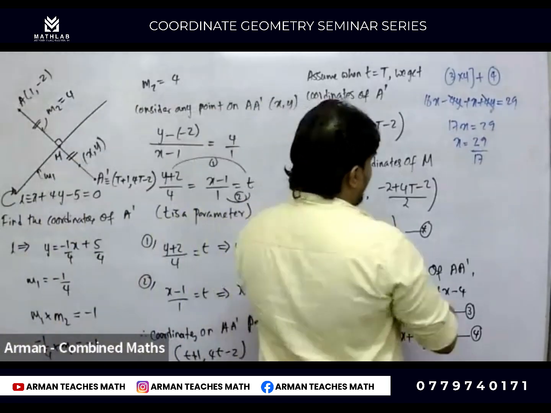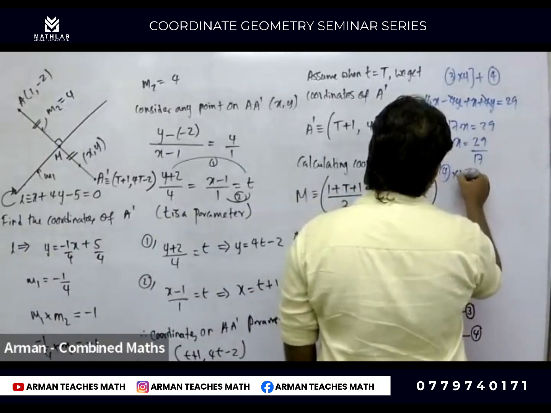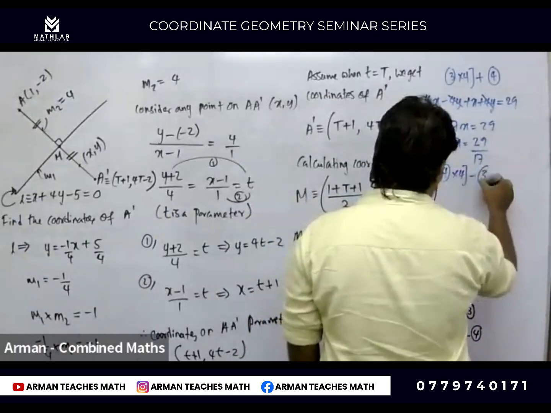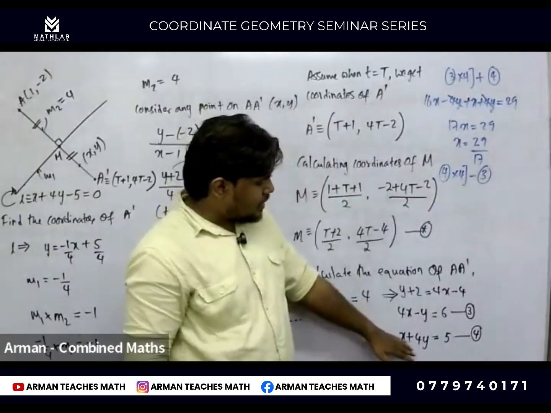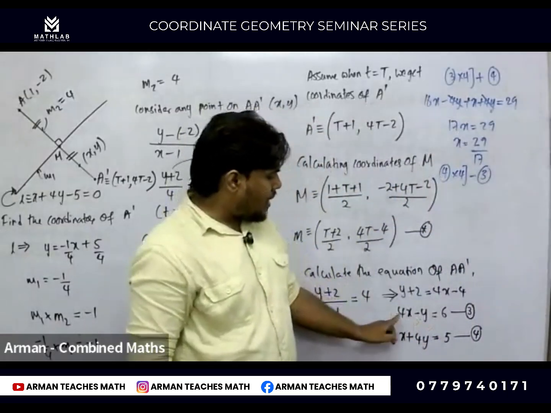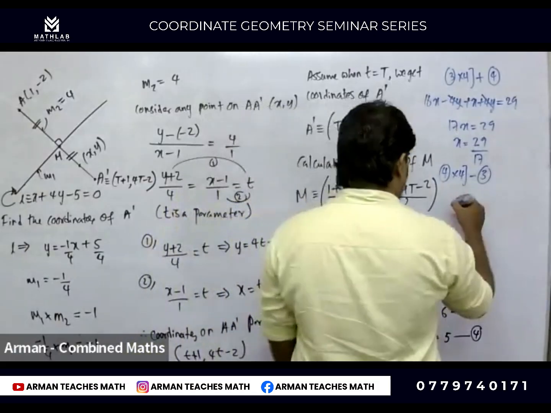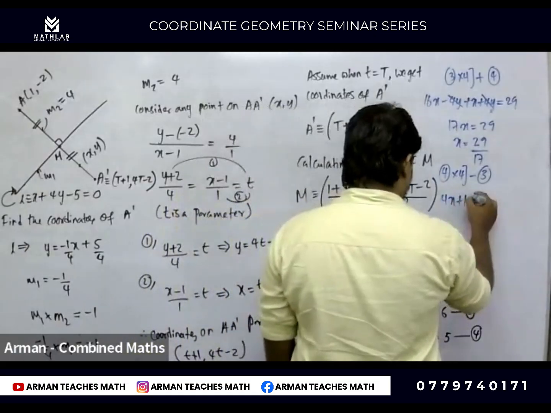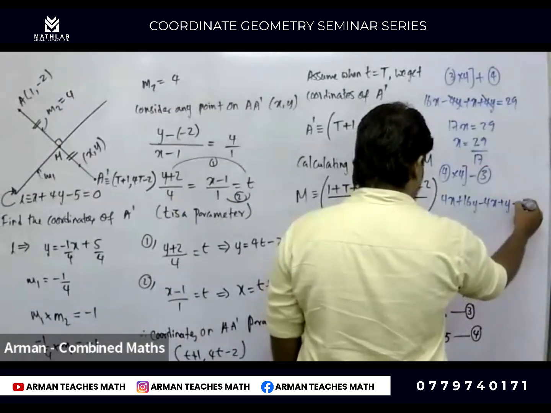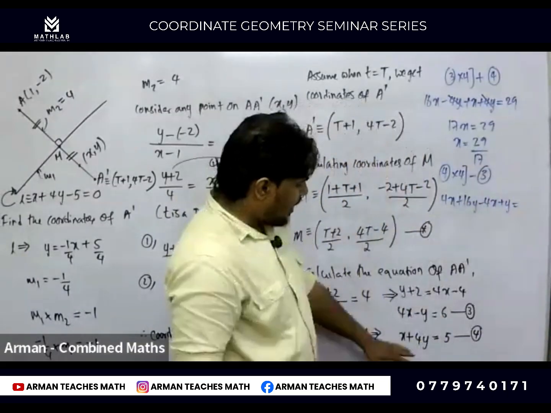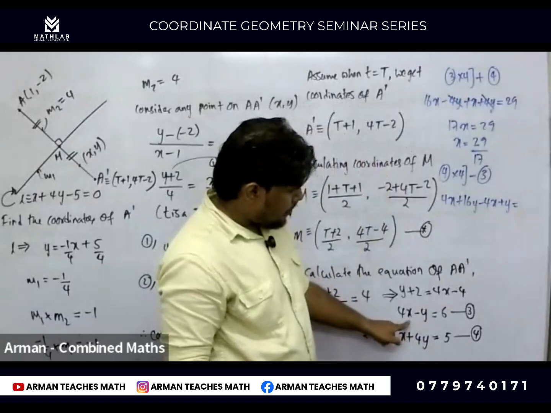Fourth equation, I'm going to multiply by 4. Let's multiply the fourth equation by 4 and subtract the third equation. If you multiply the fourth equation by 4, we get 4x plus 16y minus 4x plus y. I'm multiplying this one by 4, and from that I'm subtracting this one.